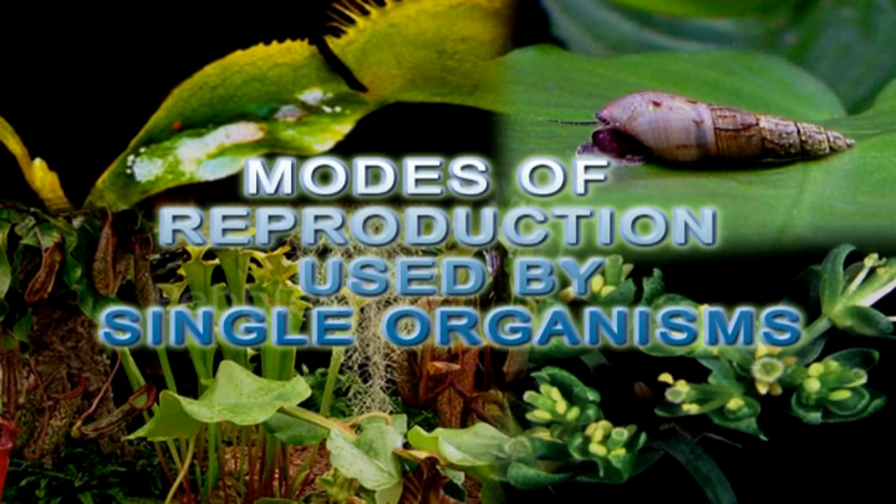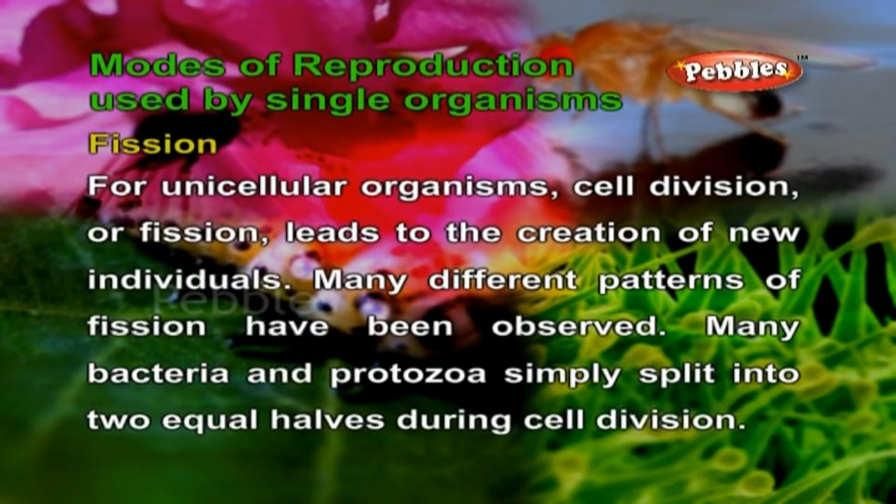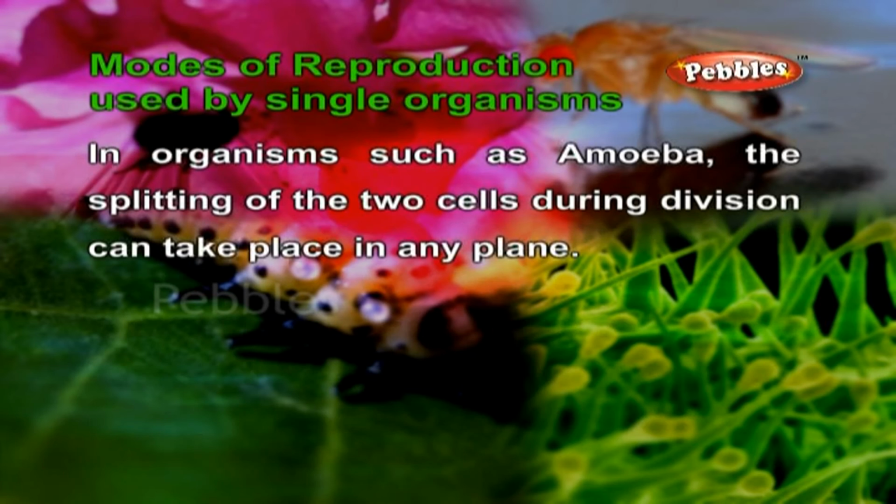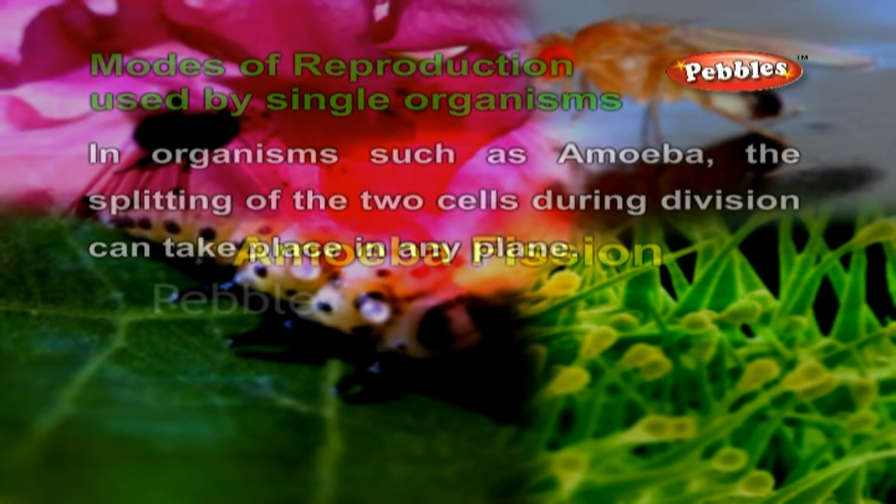Modes of reproduction used by single organisms. Fission. For unicellular organisms, cell division or fission leads to the creation of new individuals. Many different patterns of fission have been observed. Many bacteria and protozoa simply split into two equal halves during cell division. In organisms such as amoeba, the splitting of the two cells during division can take place in any plane.